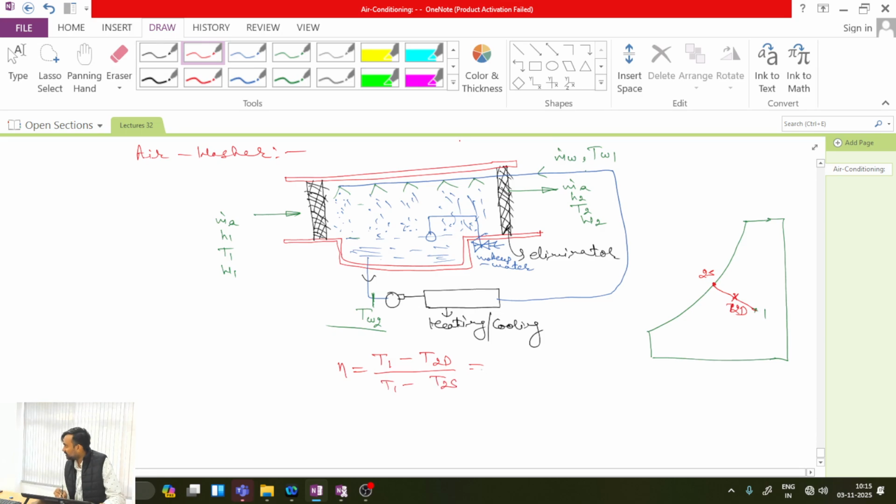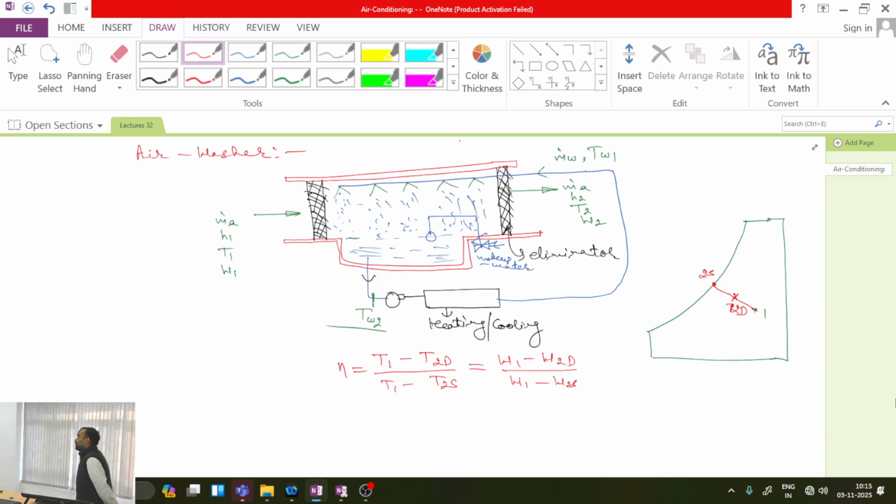Is this one clear? Similarly, this efficiency can also be written in terms of the change in humidity, with the corresponding humidity values. Is this one clear? So that is the efficiency. The point is very clear: if I only have water, and I just spray it without any heating or cooling process, then ultimately it behaves like an adiabatic saturation chamber. The air washer will behave like an adiabatic saturation chamber, in which cooling and humidification processes take place.